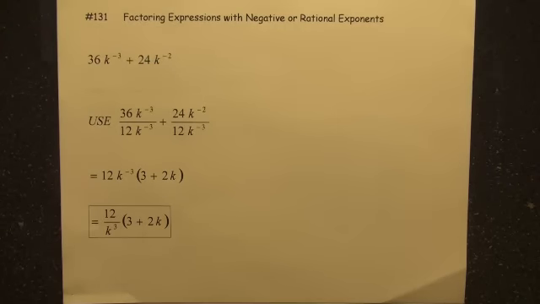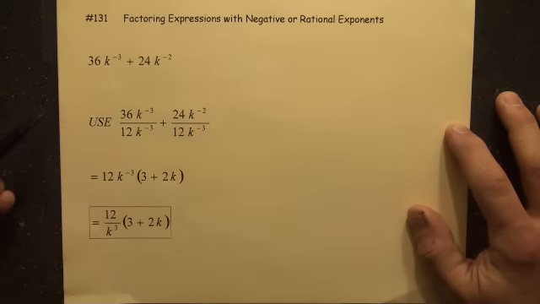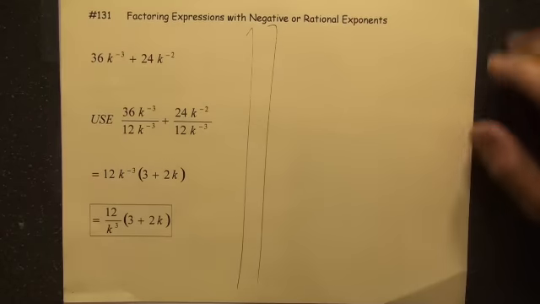Video 131, factoring expressions with negative or rational exponents. This first example: 36k to the negative third plus 24k to the negative 2. Now, before we go any further, let's take a look at a problem we already know how to do.